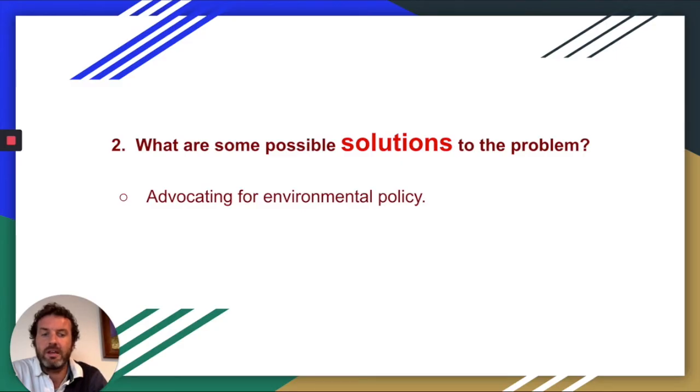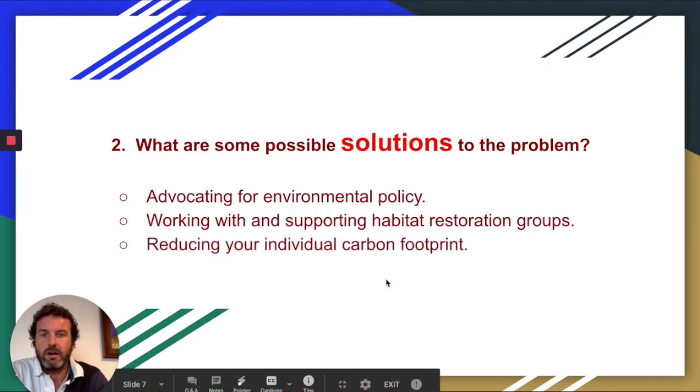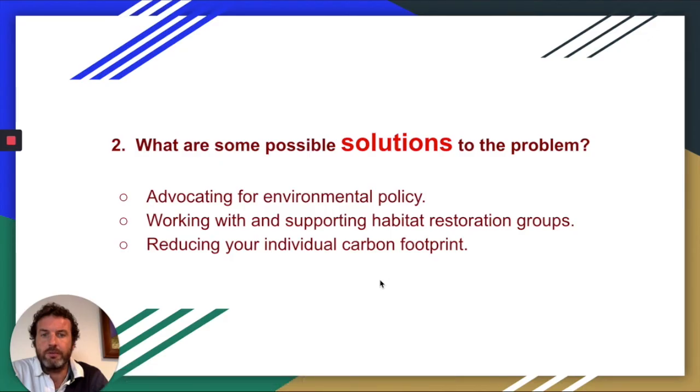There was the national level, where an example was advocating for environmental policy, and then there was the local level, so working with and supporting habitat restoration groups. That was an example that they gave. And then lastly was the personal level. So they suggested that we should reduce our own individual carbon footprints. And so these were three possible solutions to the problem.